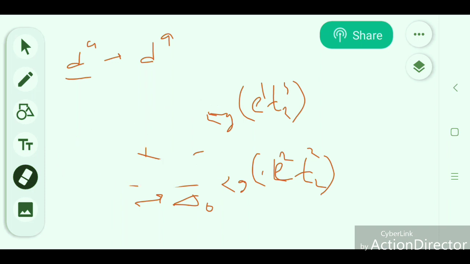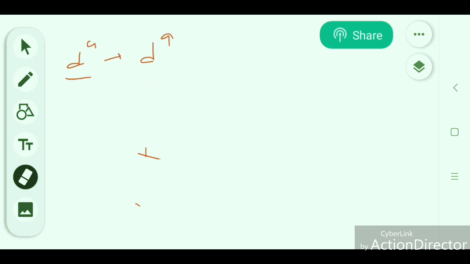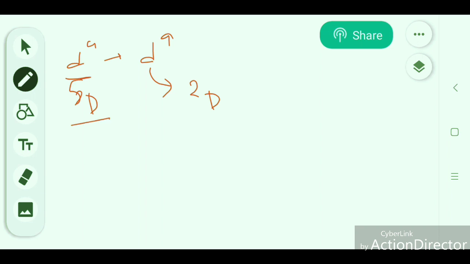If we draw the Orgel diagram for d9 configuration, it will be similar to that of d4, but the multiplicity will be 2. Here the multiplicity of the ground state was 5, and here it will be 2, and the splitting will be similar. In the case of d9 configuration, again we plot a graph between E and delta O. In the octahedral complex, Eg will be the ground state term and T2g will be the excited state term, and in the tetrahedral complex, T2 will be the ground state term and E will be the excited state term.